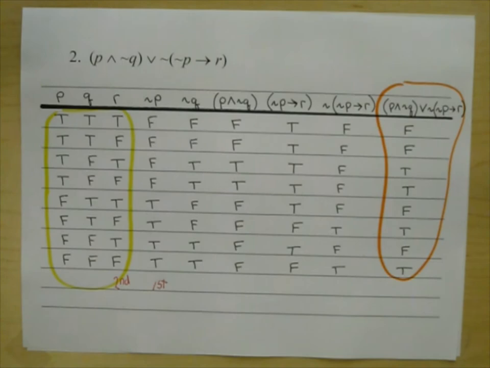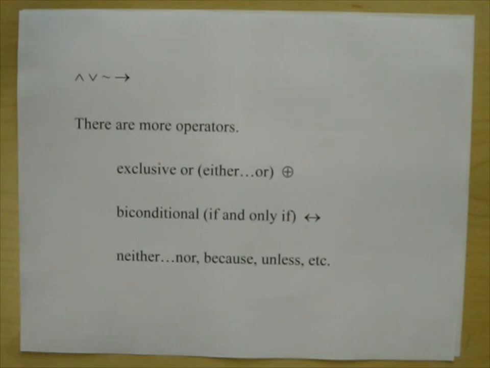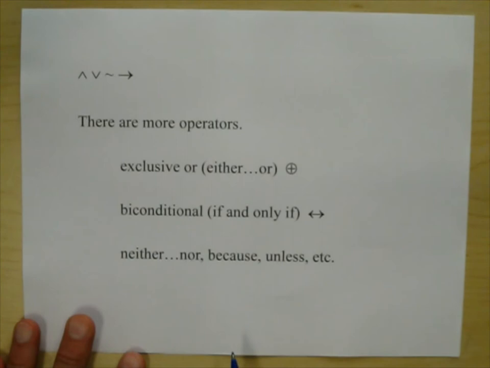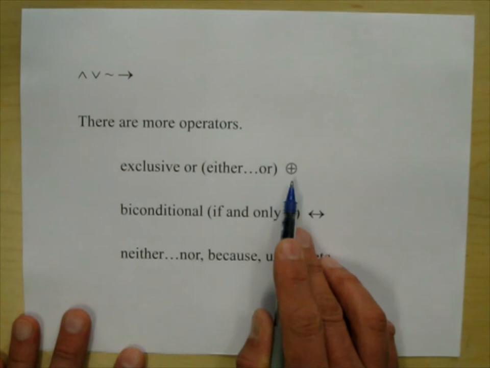There are actually more operators. Since this is an introduction to logic, we're not going to really get into those operators. In the book, there are some problems that have stars by them. That's just for people who want to do more challenging problems, and they have some of those operators. More operators, the common ones, are the exclusive OR, so either-or. And here's a symbol that's used sometimes. It's a plus with a circle around it. And so either true or true actually is false.